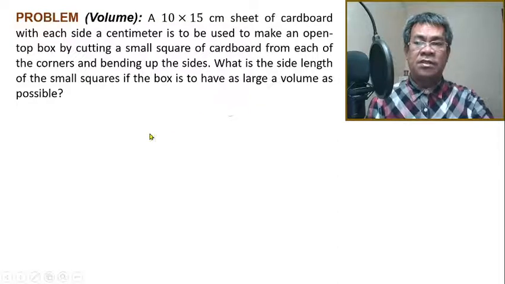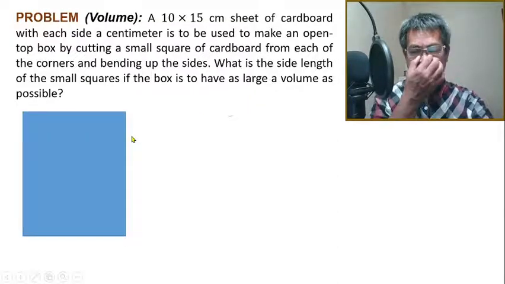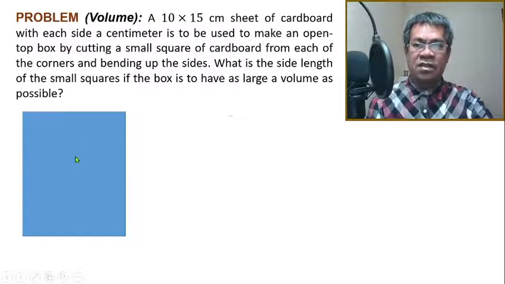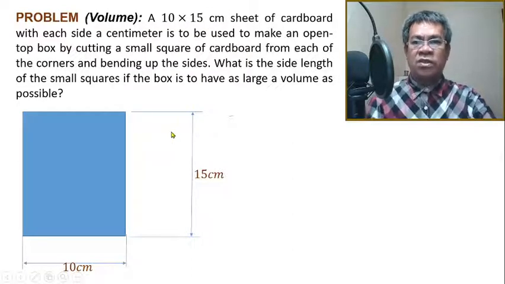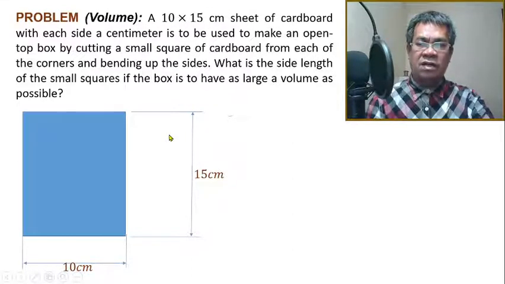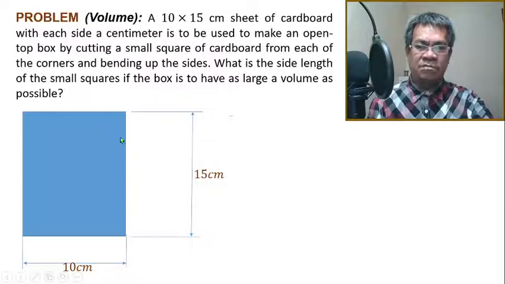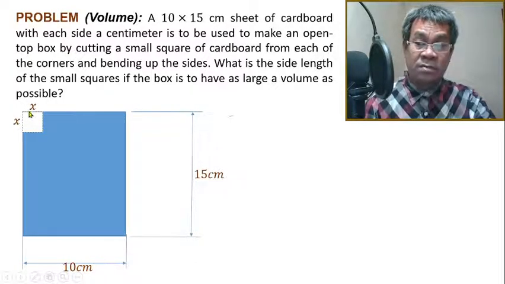So therefore, for the solution, by the way, this is the problem. This is the cardboard. It has a dimension of 10 cm, and we have 15 cm. So this is according to the problem, and we want to construct an open box. So how will you form a box from this cardboard? The only way is to cut, diba? You have to cut a square. We don't know the side of the square, as long as it is a square.